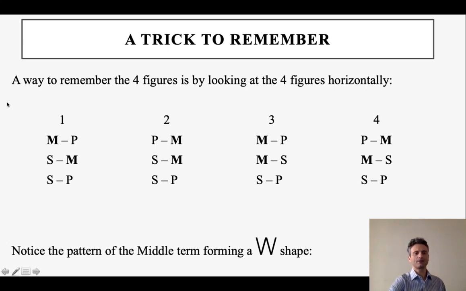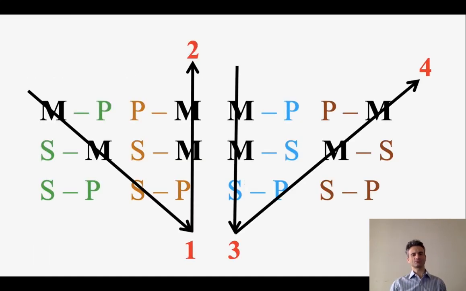And the interesting pattern is that they form a W. Look at my cursor. It forms a 1, 2, 3, and 4. Okay? So it forms a W. This is one V, and that's another V. Okay? In other words, it forms this pattern. This is number one.